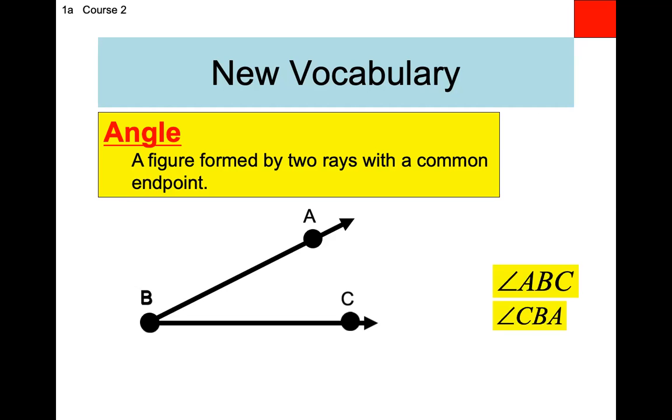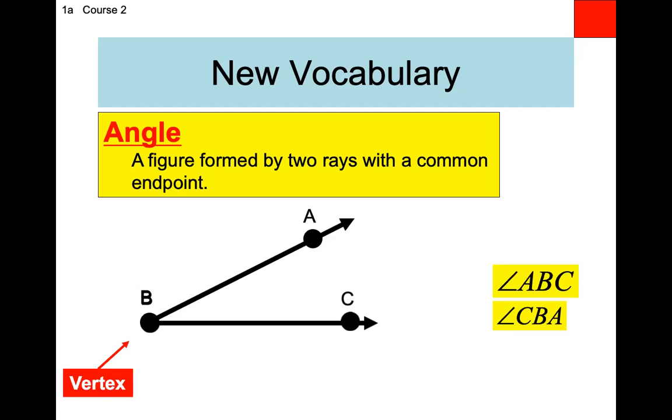Be careful, that last year you never saw this. If the angle is just right there, floating all by itself, with no other angles around it, we can also call this angle B, right?